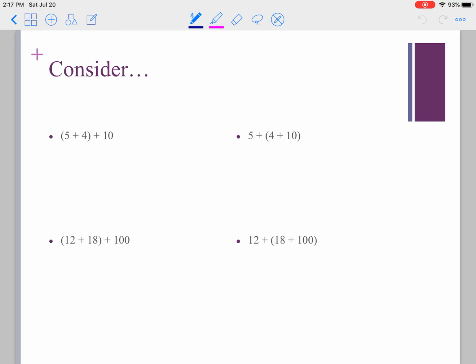Next, let's consider this. If we use parentheses for grouping, we've grouped the 5 plus 4 in this case, and then we've added the 10. So 5 plus 4 is 9, plus 10 is equal to 19. And if we look over here, notice that the grouping has changed. Our grouping at this point is the 4 and the 10. So take a moment and think about, has anything about the value of that expression changed?